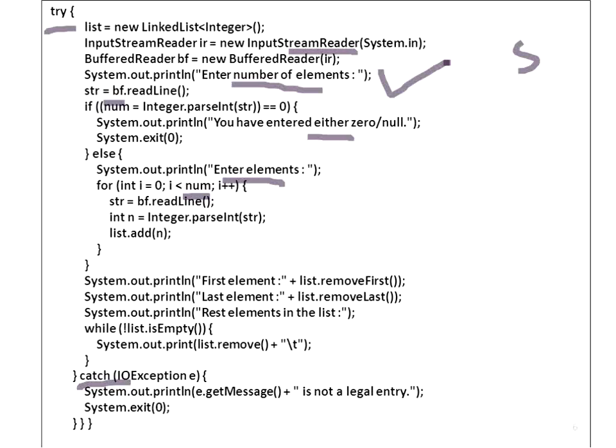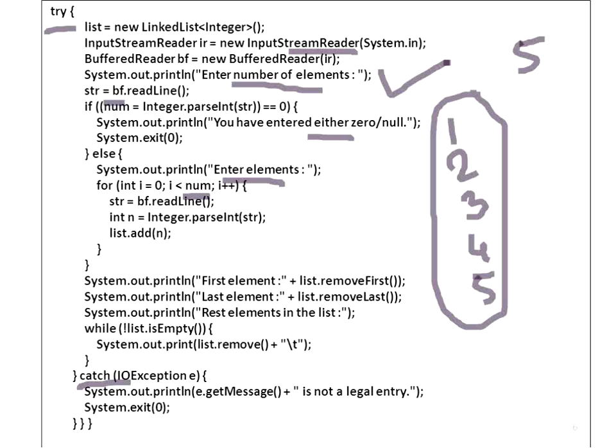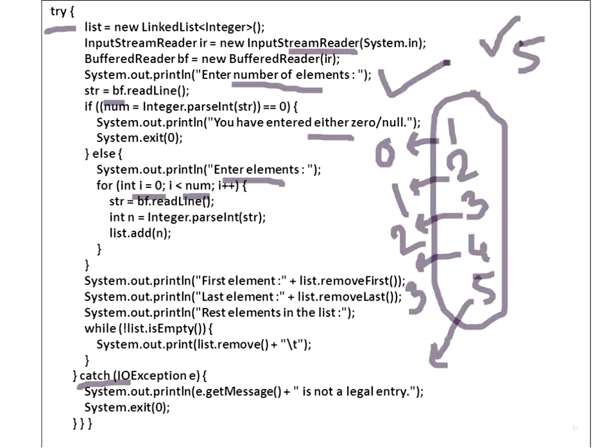Number of elements. Suppose user enters 5. So next is enter these 5 elements. So suppose user enters 1, 2, 3, 4 and 5. So it should be total 5 elements. Total 5 elements should be entered because initially the user has mentioned that he wants to enter 5 data values. So i equals 0, and it will be less than num, because if we start from 0, suppose the index value of this is 0, so it will be 0, 1, 2, 3, and this is 4. And 4 is less than 5, isn't it?